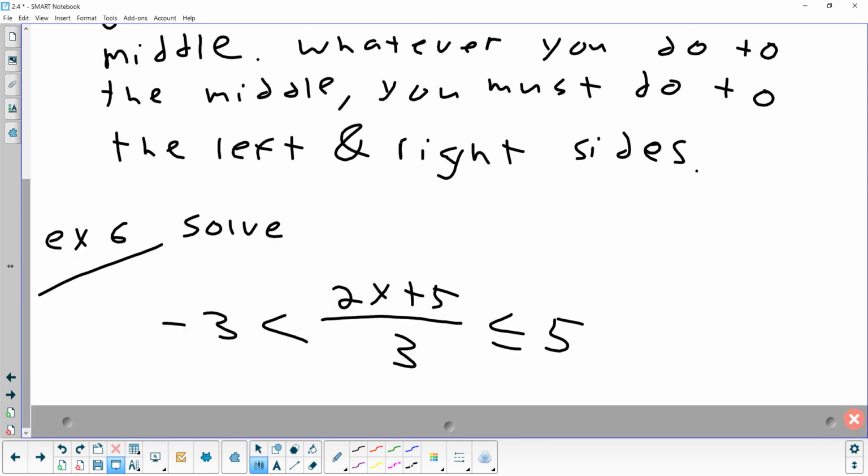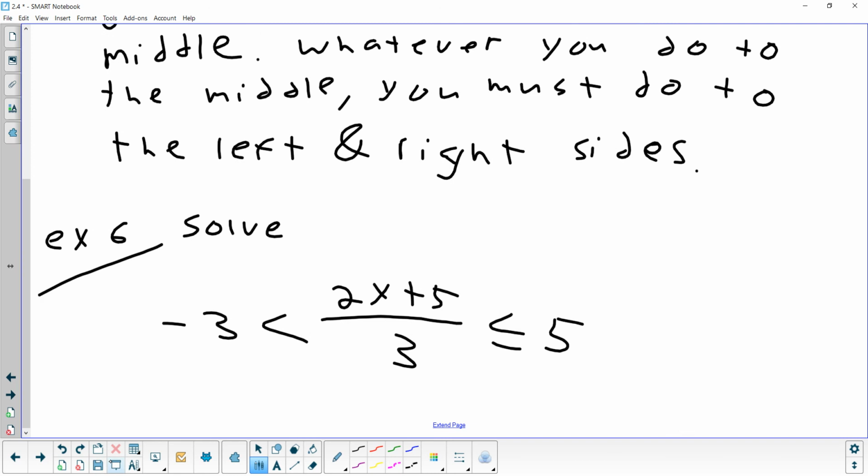Let's try this one. This one is going to have 3 steps. Anyone think they could tell me what I want to do first to start to get x by itself? Yep. Divide everything by 3. Or multiply everything by 3. Multiply everything by 3. So times 3, times 3, times 3.